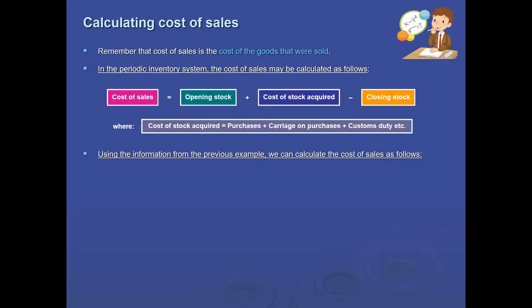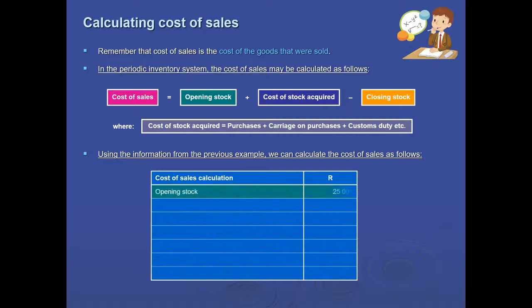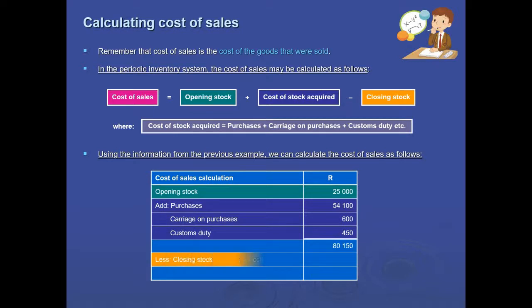Using the information from the previous example, we can calculate the cost of sales as follows. So we have the opening stock of 25,000, we added the purchases of 54,100, the carriage on purchases of 600, the customs duty of 450. We add it up to get a subtotal, and then we subtract the closing stock according to the physical stock taking of 15,000. And we will obtain 65,150 as our cost of sales.